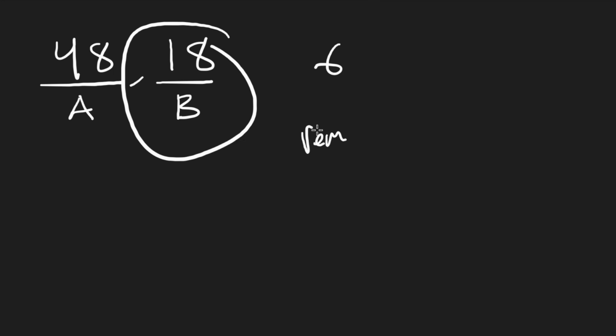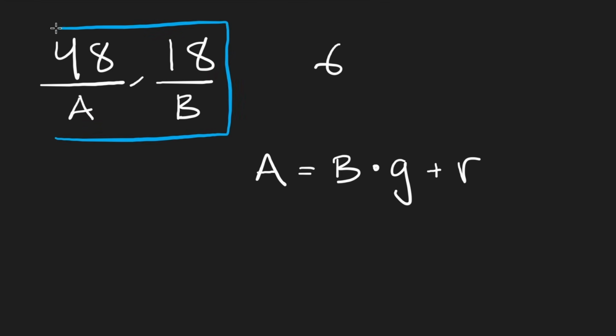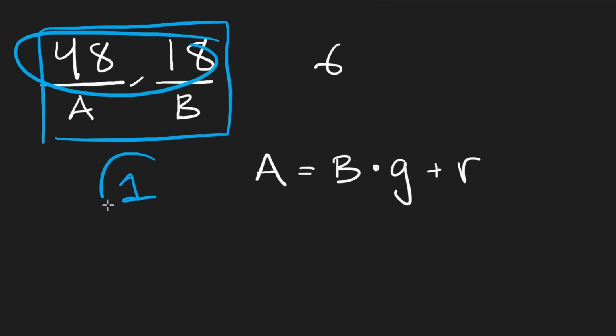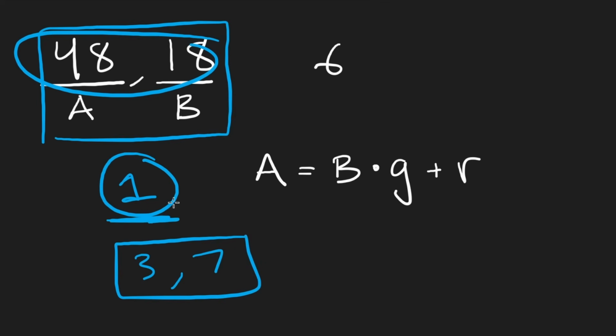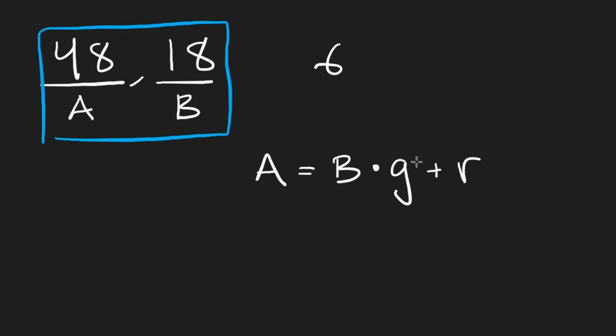So I'm going to write out a formula. There is some value. It could be 1. The greatest common divisor between these two numbers could be 1. Like, for example, with 3 and 7, the greatest common divisor is 1. It could be 1 or it could be something else. But whatever it is, we call it G, the greatest common divisor.